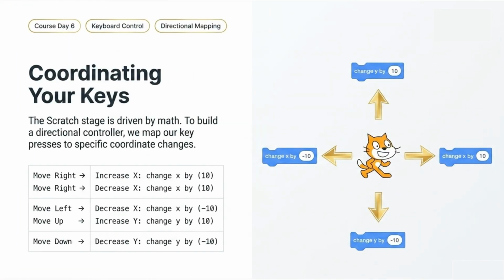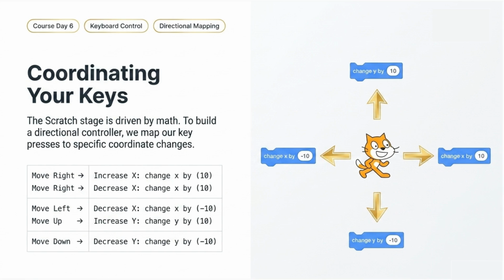The Scratch stage is driven by math. To build a directional controller, we map key presses to specific coordinate changes. Remember, right increases x, left decreases x, up increases y, and down decreases y.